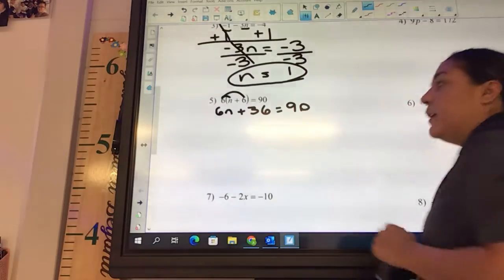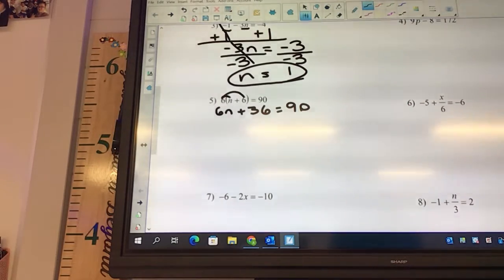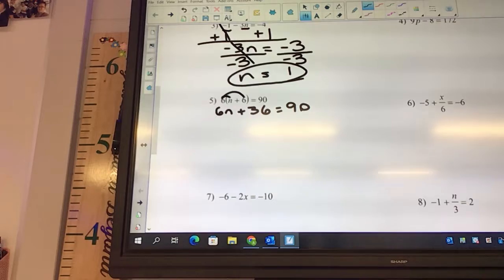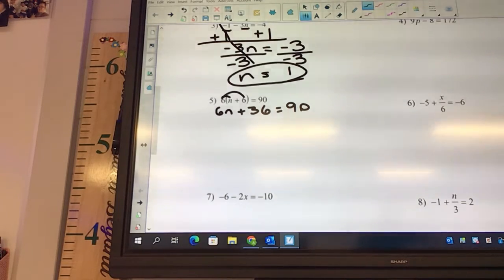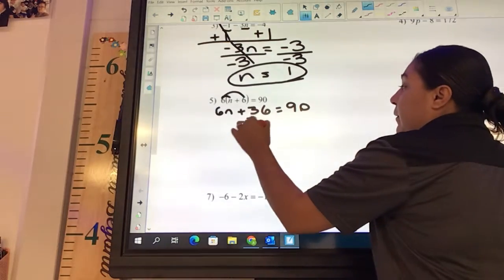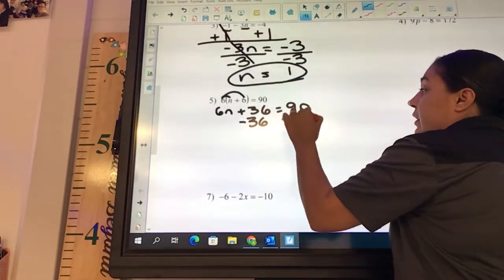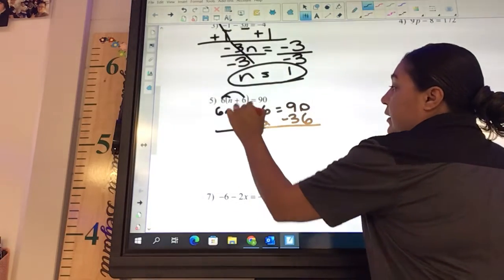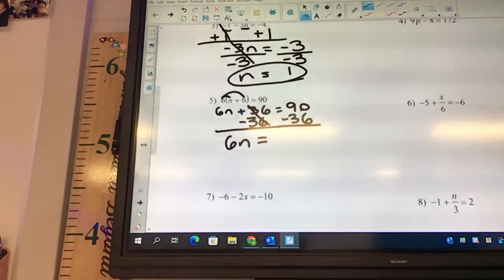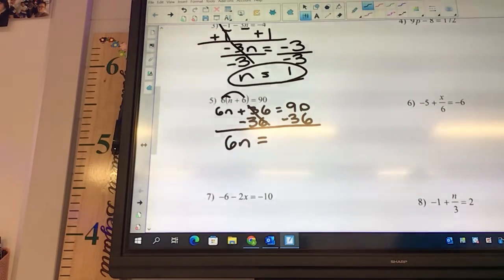Okay, and now we're ready to do our steps. What gets moved first? The 36. Why? It does not have a letter, so it's going to get moved first. And how do we move it? Subtract it on both sides. Yeah, so we're going to say minus 36 on both sides. Okay, if you do it to one side, you got to do it to the other side. So I got 6n equals, what is 90 minus 36? 54.